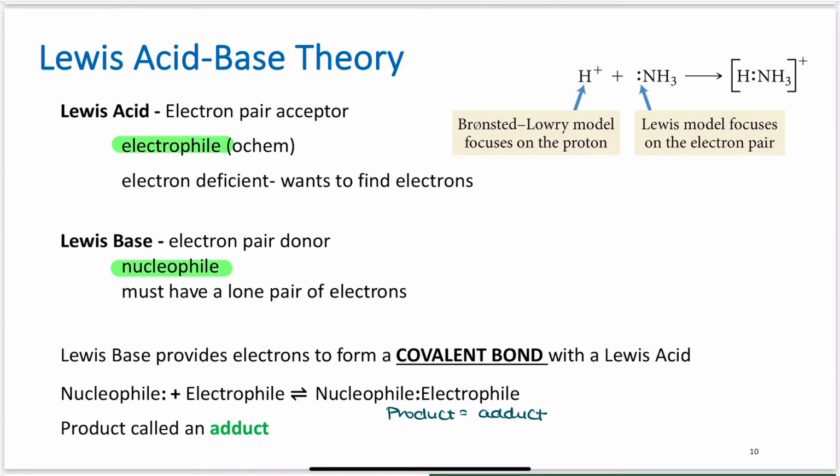All Arrhenius acids and bases can be defined with Bronsted-Lowry as well, and with Lewis acid-base terms as well. So we see here an H+. The Bronsted-Lowry model focuses on the proton. The Lewis model focuses on the electron pair. The ammonia is donating a pair of electrons to that H+. That H+ is accepting them to be able to form a covalent bond with the ammonia to form ammonium.